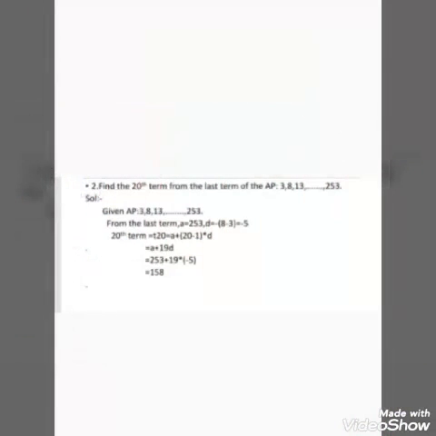So our second question is of the AP, which is the arithmetic progression chapter. Let's discuss the second question, which is: find the 20th term from the last term of the AP 3, 8, 13, ..., 253. Basically we have to find the 20th term from the last in this AP. Given the AP is 3, 8, 13, ..., 253.